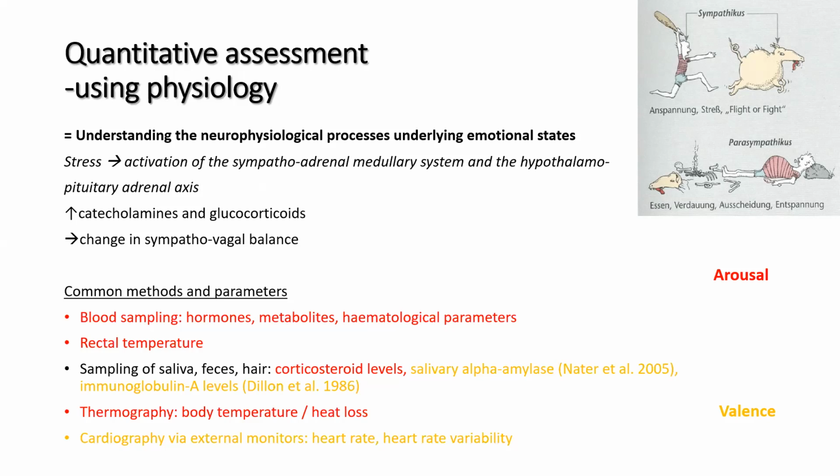Here I mention some common methods and parameters used to assess these physiological changes. I'm not going to detail them though, as I just want to show that only a few have been linked with positive emotions and thus can be used as indicators of valence. You see them in yellow here, as opposed to only arousal, like in the other parameters in red. I want to focus on the last method, the cardiography via external monitors, so using heart rate variability as a stress measure, as this is the one that we use mainly in our studies, and it has been shown to be promising in goats also.